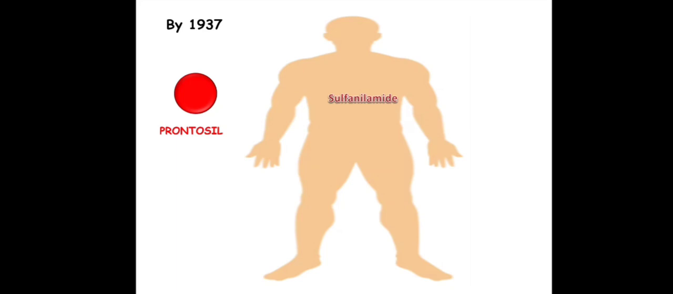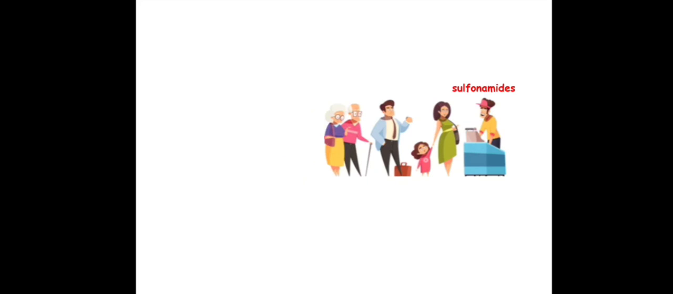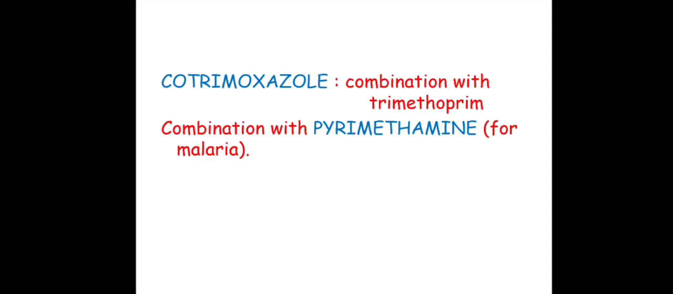Next, a large number of sulfonamides were produced and they were used extensively in subsequent years. But because of the rapid emergence of bacterial resistance and the availability of many safer and more effective antibiotics, their current utility is limited, except in combination with trimethoprim as cotrimoxazole, or pyrimethamine for malaria. Next, we'll check out the chemistry of these sulfonamides.